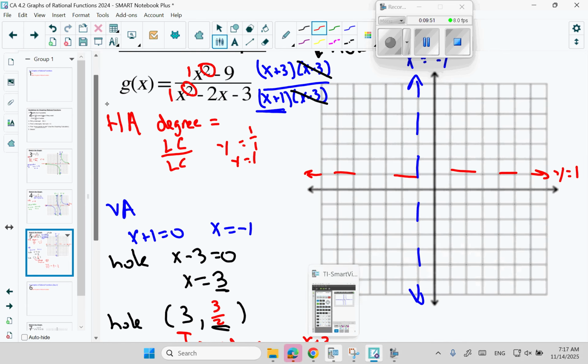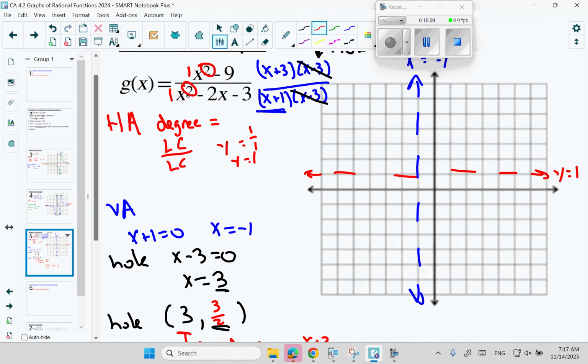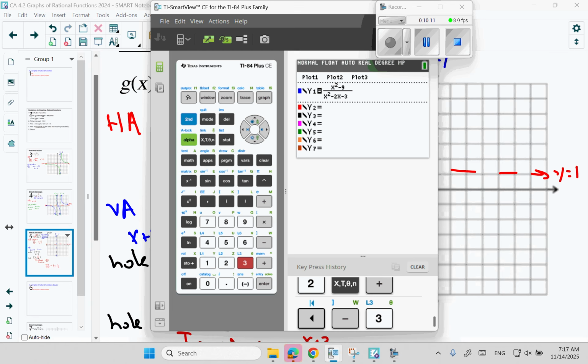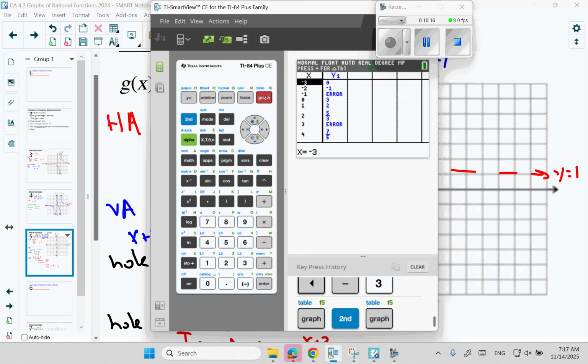So type in our calculator. We should type our original equation in. So we would get x squared minus 9 over x squared minus 2x minus 3. Right? Yep. And graph.